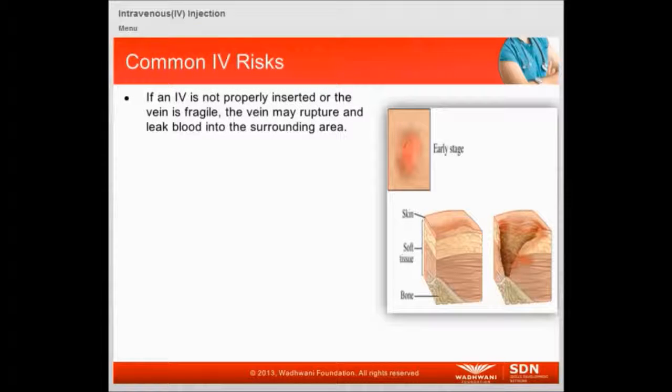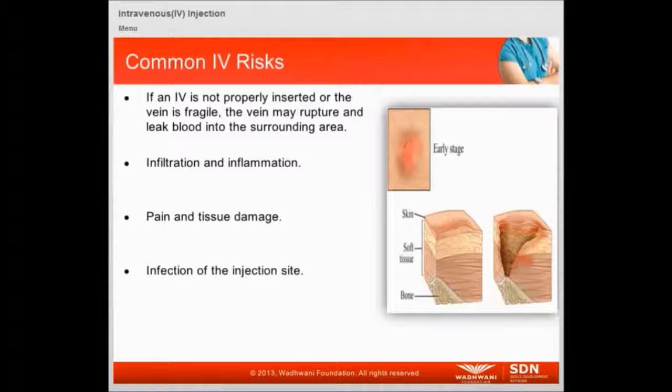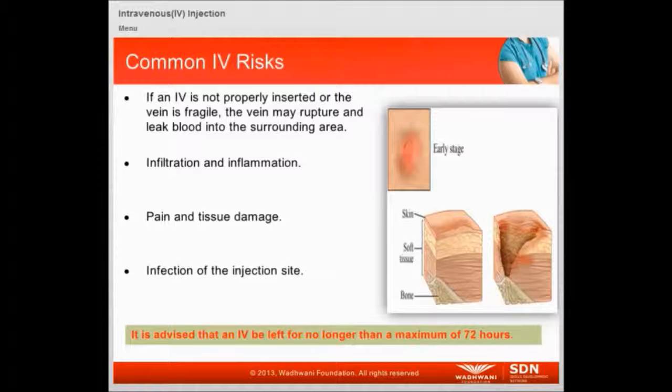If an IV is not properly inserted or the vein is fragile, the vein may rupture and leak blood into the surrounding area. There is a chance of infiltration and inflammation. Pain and tissue damage could occur. The injected site is likely to get infected. It is advised that an IV be left for no longer than a maximum of 72 hours. Now let us see a demonstration on how to administer IV injection.